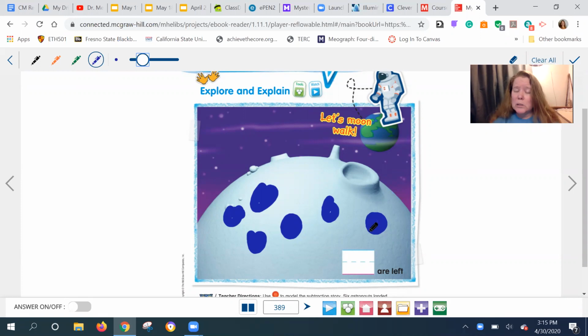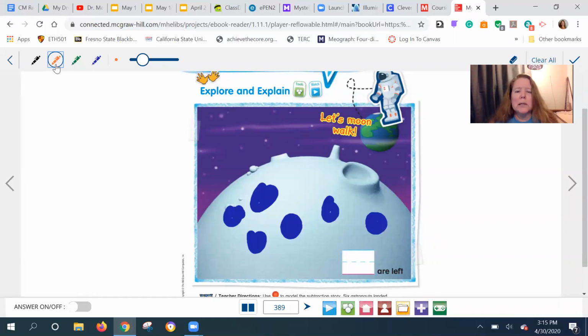We are in chapter 6, which is subtraction, and we're at lesson 2. The opening is, you have 6 astronauts who have landed on the moon. So I have 6 astronauts. Okay. And then we are supposed to show that 2 of them left. 2 went back into the rocket ship and took off back to Earth. Okay, so how many are left?